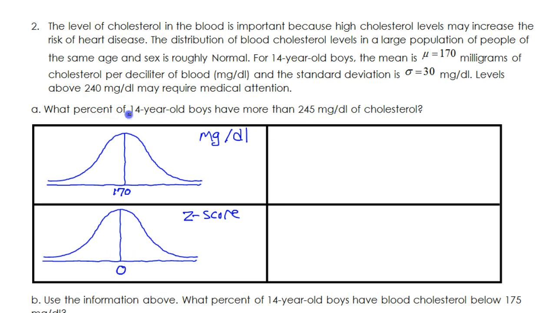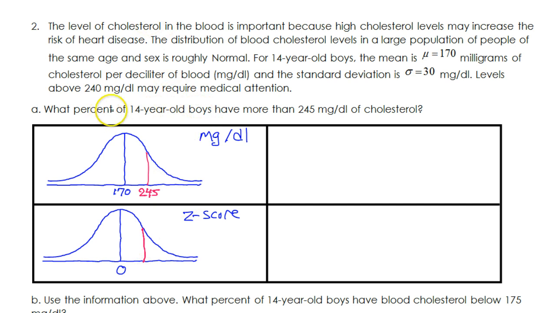So we want to know what percent of 14-year-old boys have more than 245 milligrams per deciliter. Well, 245 is certainly higher than 170, so I'm going to put that over here to the right. Okay, so here's my 245. And I'm going to put a similar mark on the z-score graph as well.